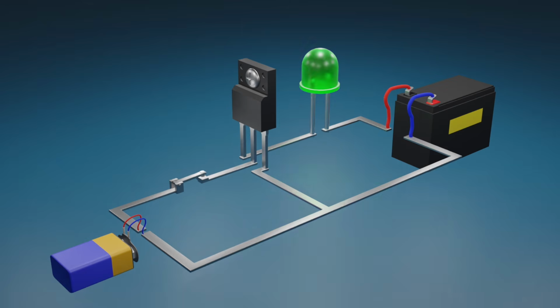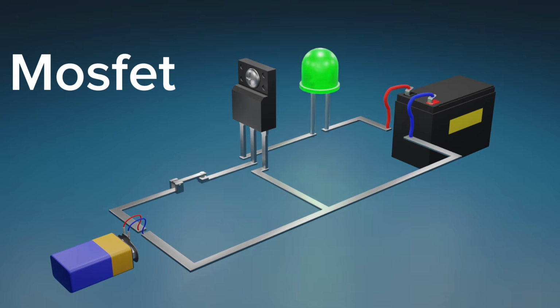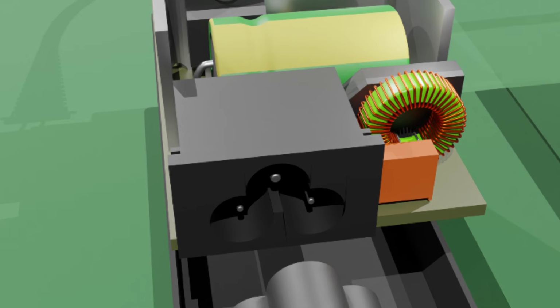A MOSFET is an electronic switch that you can turn on and off by supplying a voltage into one of its pins. What actually happens is this.